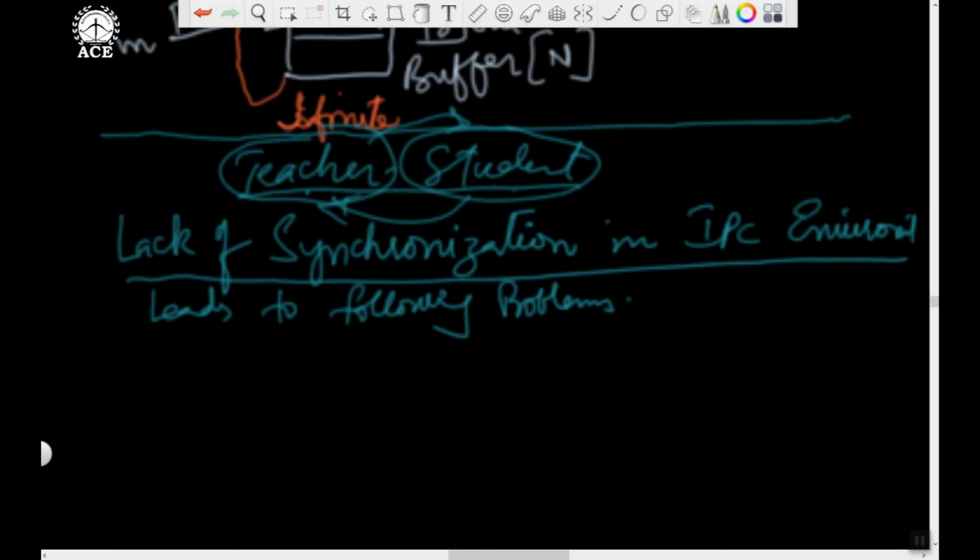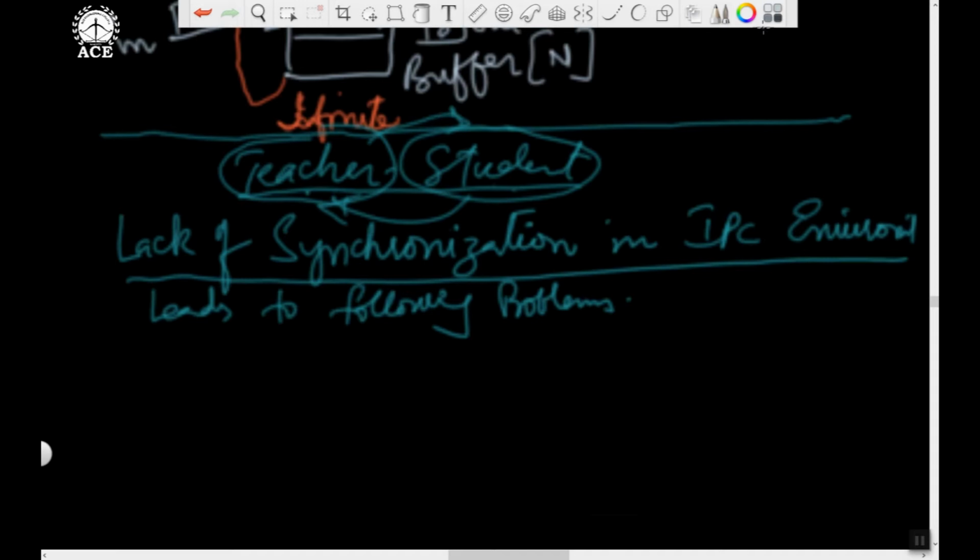What if the teacher is speaking fast? Students will lose the data. If the teacher is teaching something and students are unable to follow, then that will lead to a problem called inconsistency. So lack of synchronization in IPC environment may potentially lead to the following problems. Likewise, when processes communicate, they must be synchronized. If they are not, then it will lead to problems. So what problems are going to arise due to lack of synchronization when processes communicate with each other? Let us see.